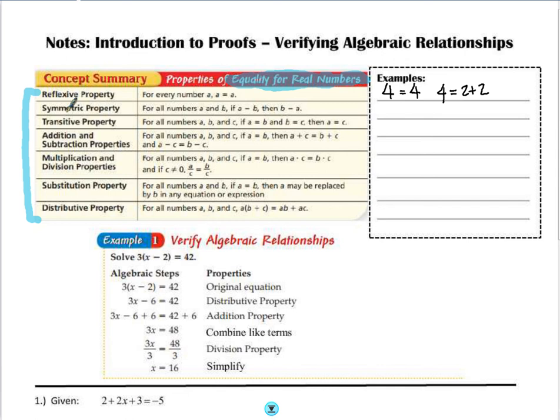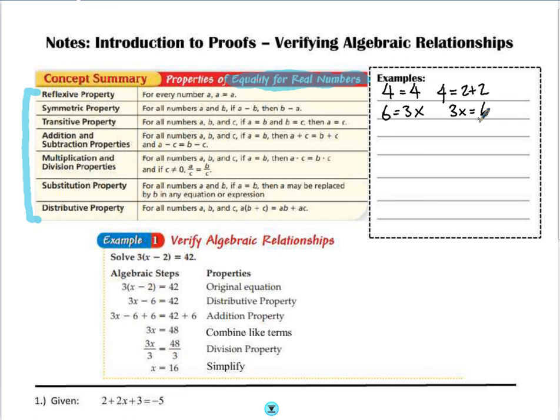The second one is the symmetric property: for all numbers A and B, if A equals B, then B equals A. So if I'm given an equation like 6 equals 3x, and I'd like to have my x's on the left-hand side, I could do that by the symmetric property. I could just change that to 3x equals 6, and we know that those are the same statement.